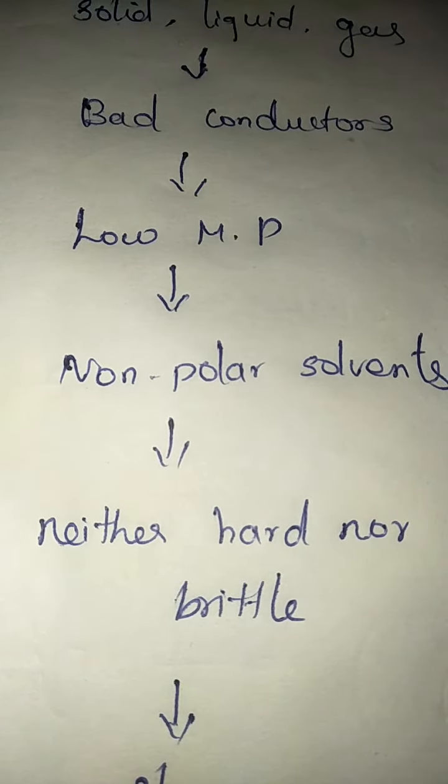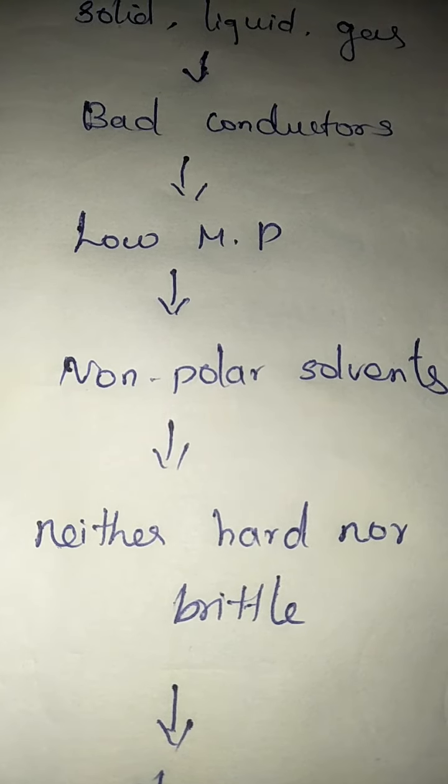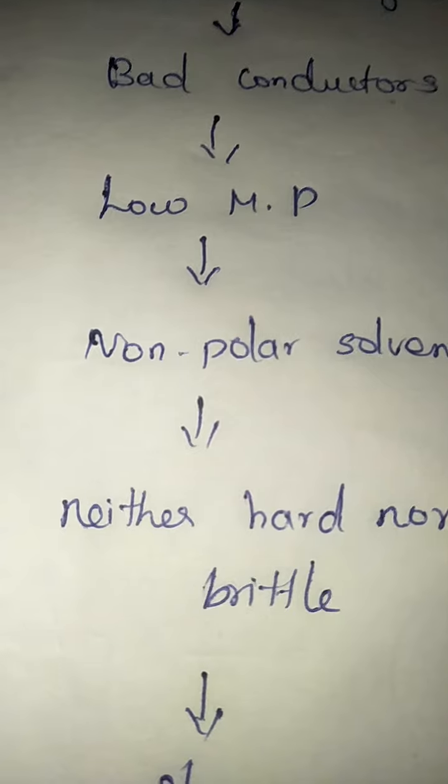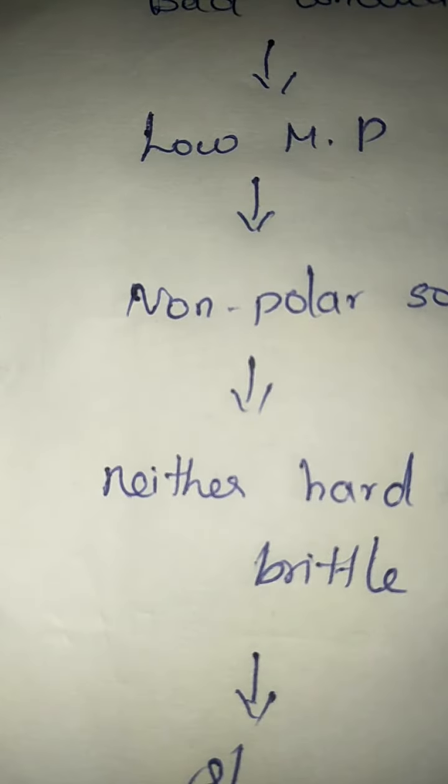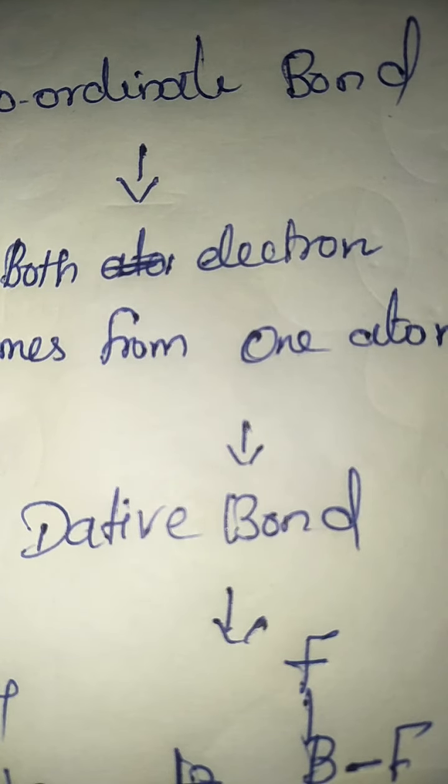The last one: what bond do we have? Covalent bond. In covalent bond, there are two types: equal sharing and unequal sharing. The last one is coordinate covalent bond. Here is unequal sharing. In equal sharing, both atoms help in sharing, one electron shared by each atom.